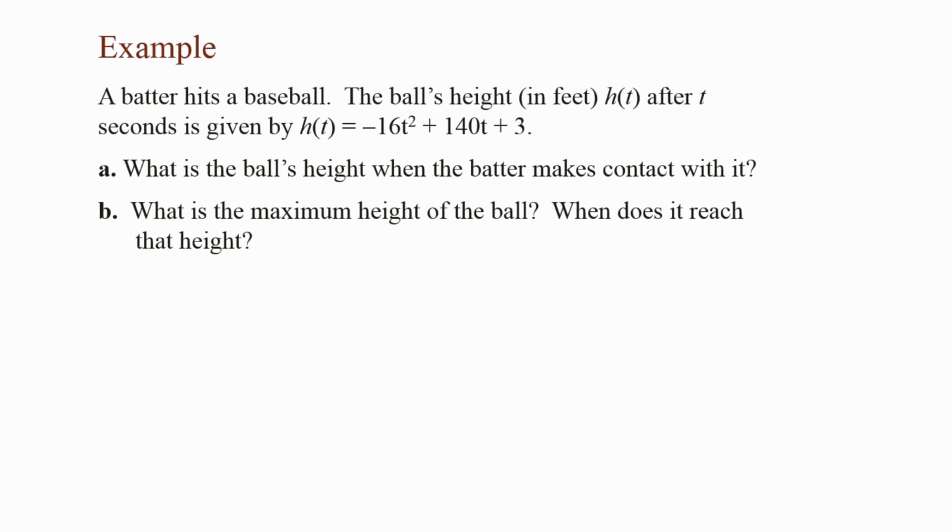In this example, a batter hits a baseball. The ball's height in feet, h of t, after t seconds is given by h of t equals negative 16t squared plus 140t plus 3. A. What is the ball's height when the batter makes contact with it? B. What is the maximum height of the ball? When does it reach that height?